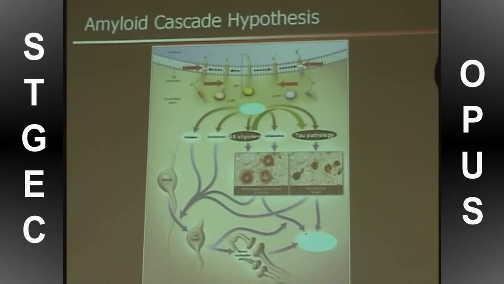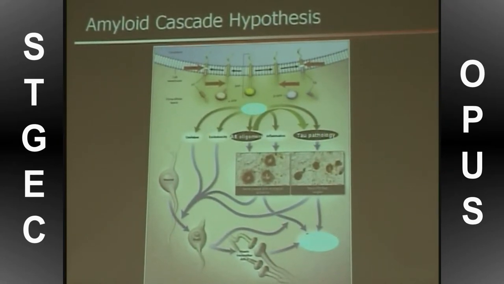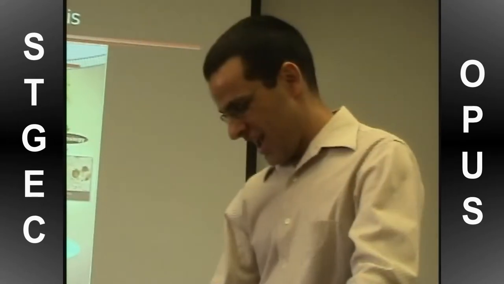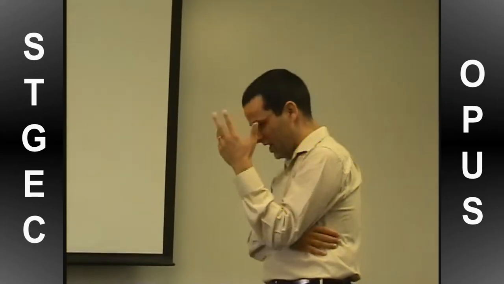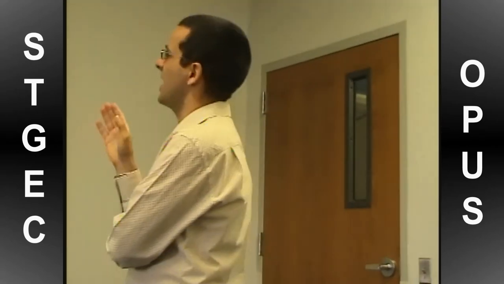So I want to spend the last 5 minutes or less telling you what we're planning to do here in San Antonio, and hopefully find some collaborators. We're trying to focus on three main areas. One is understanding the molecular mechanisms underlying early cognitive deficit in Alzheimer's disease.